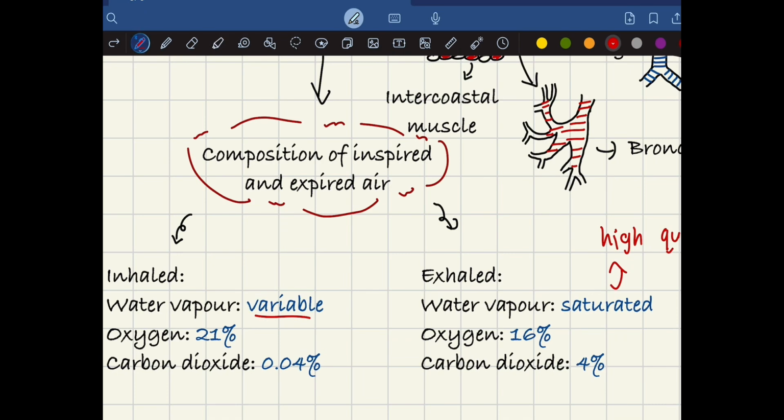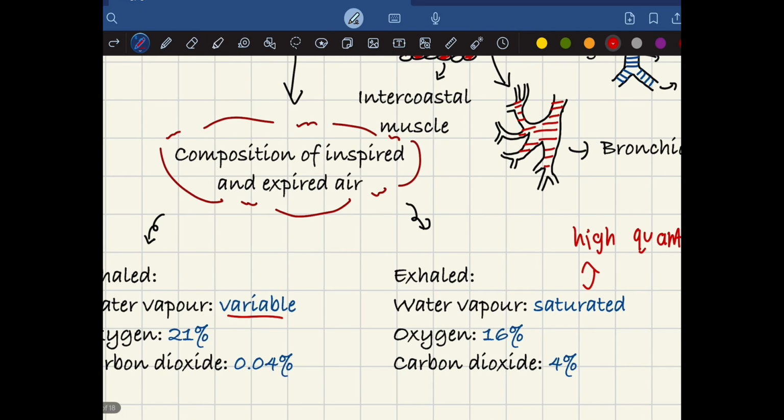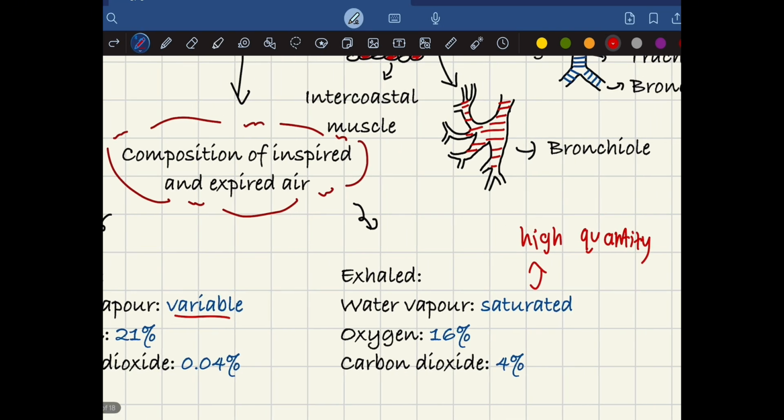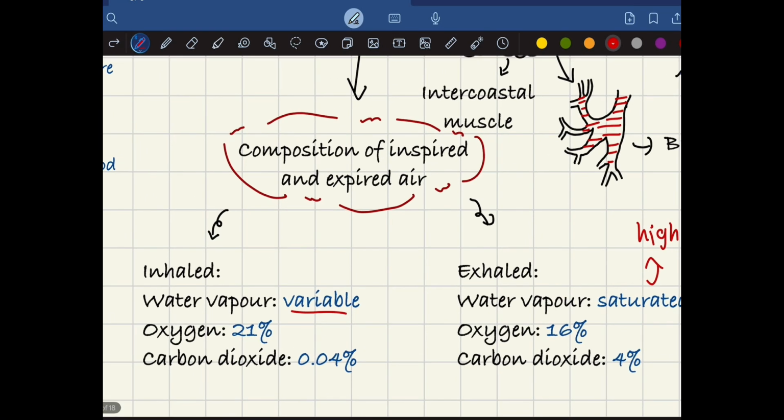So when we're inhaling, we are obviously going to have less water vapor compared to when we're exhaling. For example, I think we've all done this: if you take a mirror or a window and exhale on it, you will get water vapor on it. So that's one way of remembering that exhaled air, expired air, has a higher quantity of water vapor, it's more saturated.